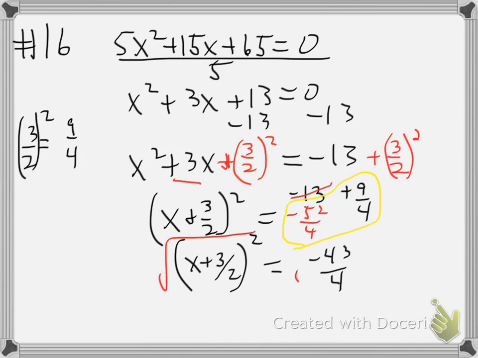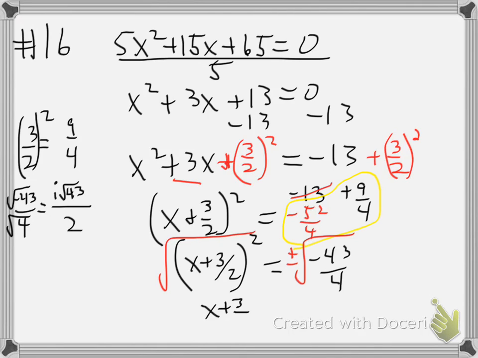I'm going to square root both sides. Don't forget the plus or minus. Oh, I'm going to have to split that up here, so I'm going to work on that other thing in a second. So I've got square root of negative 43 over 4. I split this up right here. And I'm going to get i root 43. Turns out root 43 is prime and root 4 is 2. So I'm going to get x plus 3 over 2 equals plus or minus i root 43 over 2.